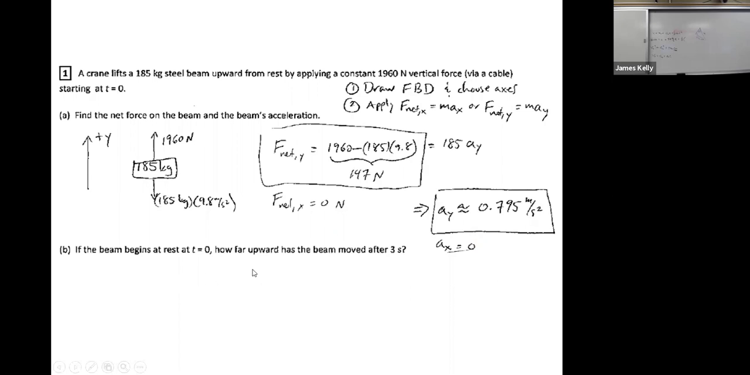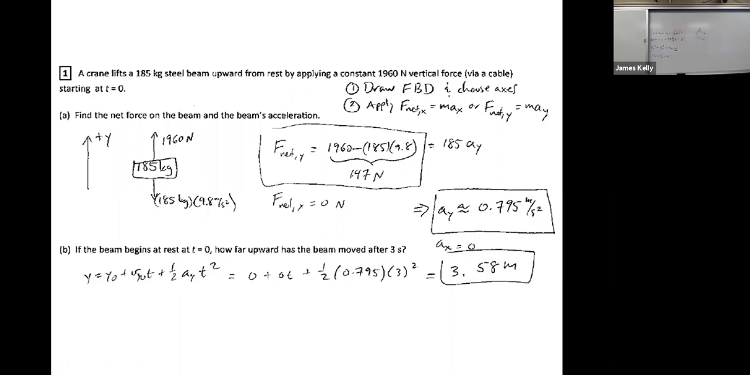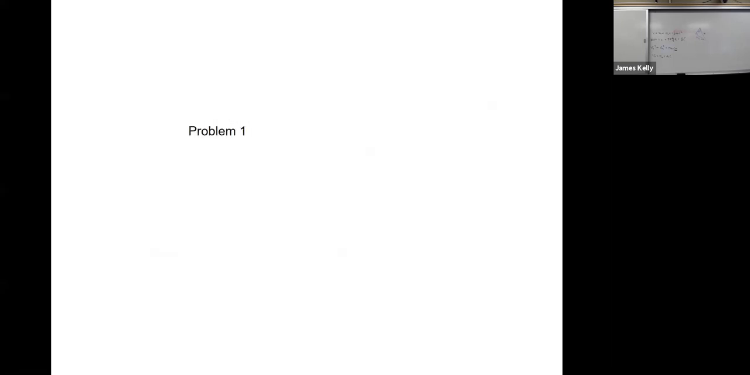Then part B is asking us to do a little kinematics calculation. If it begins at rest, we now know its acceleration magnitude. How far upward has it moved after 3 seconds? That sounds like we want to know y versus t. So we grab the y versus t equation and do a quick calculation. It's a one and done, 3.58 meters that it moves in those 3 seconds.